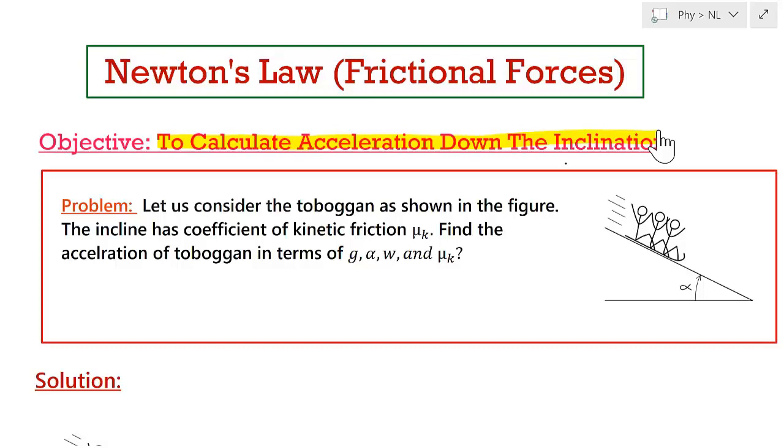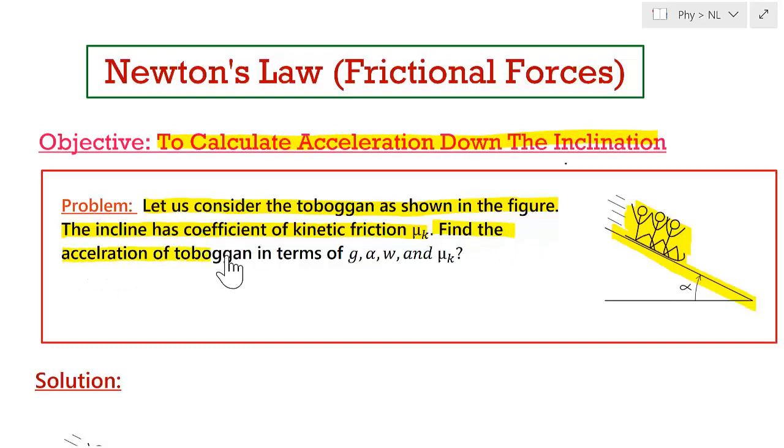So the problem says, let us consider the toboggan as shown in the figure. So this is the toboggan that we have. The inclined surface has coefficient of kinetic friction mu k. So this surface is not a smooth surface, this is a rough surface, and kinetic friction coefficient is given, and this is mu sub k.